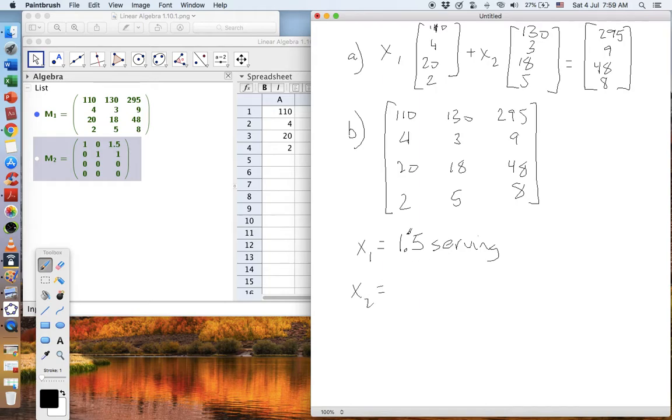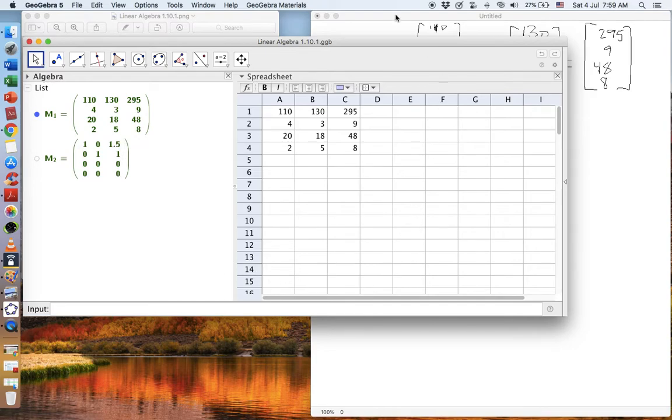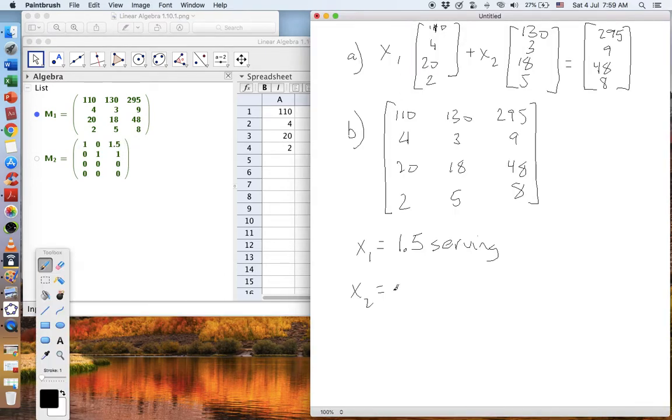So we want to make 1.5 servings of the first cereal, that's Cheerios, and our second cereal gets one serving. And that will give us exactly the macronutrients and number of calories that we're looking for. Again, using technology to solve these problems much faster.